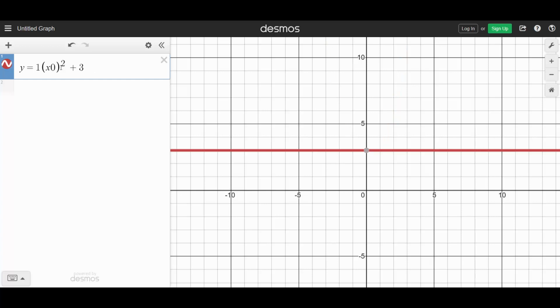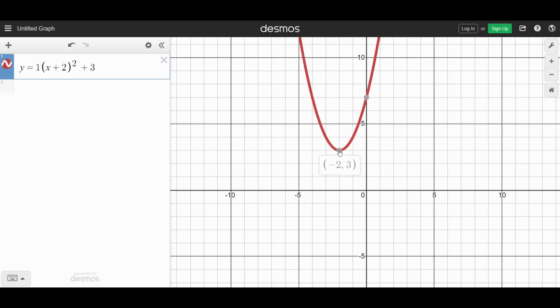So if I change this to a plus and put a 2 in there, so instead of subtracting 2, if I add 2, notice that it moves it to the left 2. And if I change this to a -2, it moves it to the right. So there's +2, moved it to the left. There's -2, moved it to the right. So this value inside of the parentheses, the h value, controls how the parabola moves left or right.